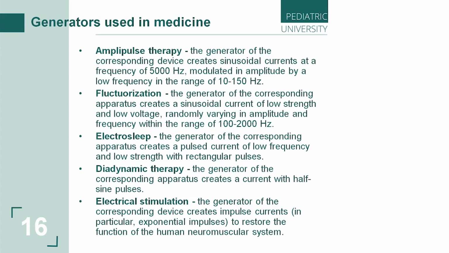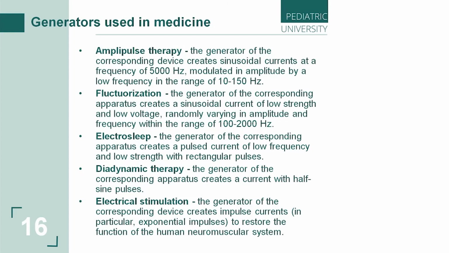Next is the fluctuation generator. What is this? The generator of the corresponding apparatus creates a sinusoidal current of low strength and low voltage, randomly varying in amplitude and frequency within a range of 100 to 2000 Hz. The use of such currents reduces the likelihood of tissue habituation to the stimulus.